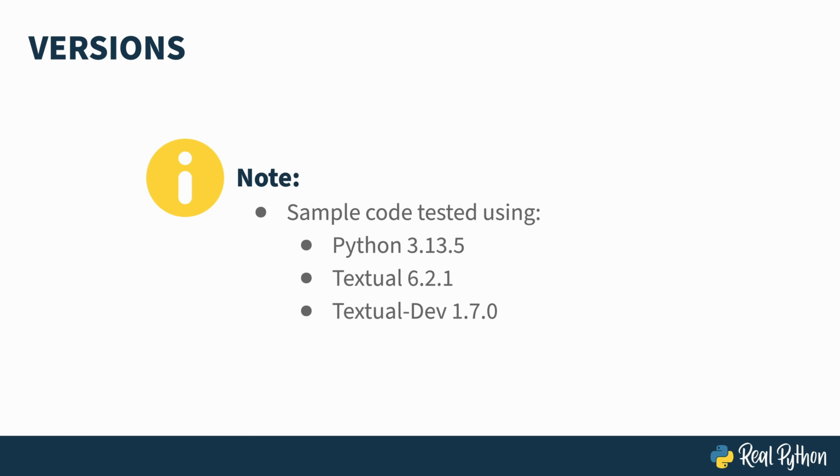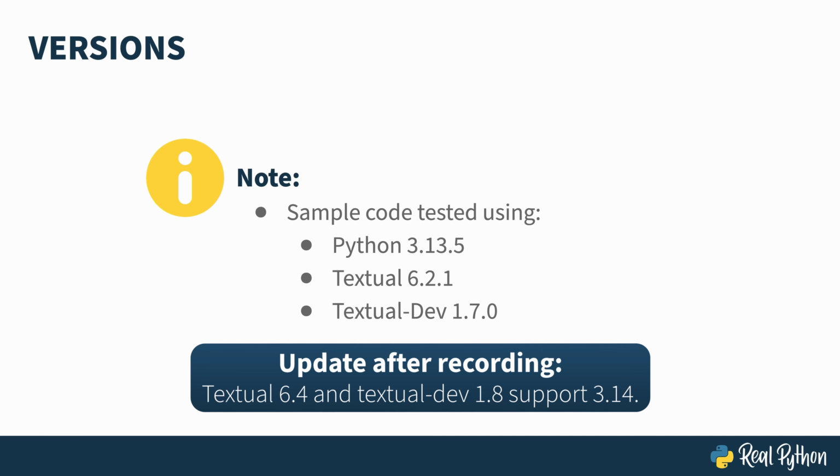This course was tested using Python 3.13.5. Python 3.14 was out at the time of recording, but Textual had not yet released a compatible version. That said, I've used Textual fine with 3.14, only the debugging console had an issue due to the changes in how async code works in 3.14. The Textual libraries I used were the core 6.2.1 and the development kit for debugging 1.7.0.